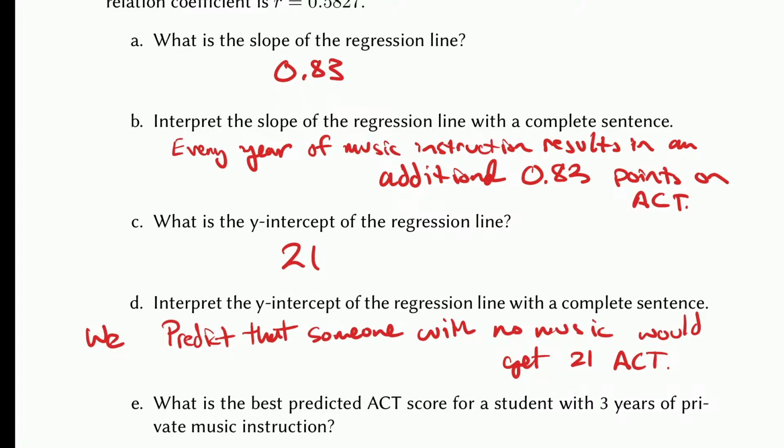And of course, it's a prediction, and it's based on statistics, and statistics aren't perfect. So you never prove anything with statistics, and it wouldn't surprise me if someone with no music instruction could get a 36, the perfect score.